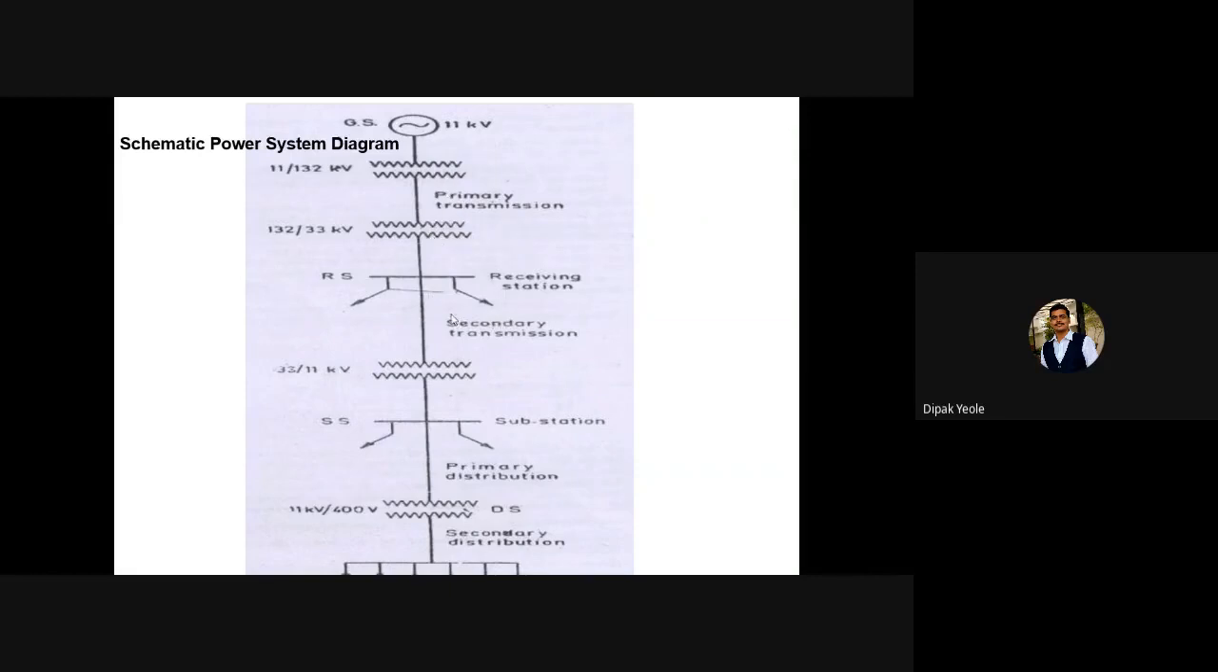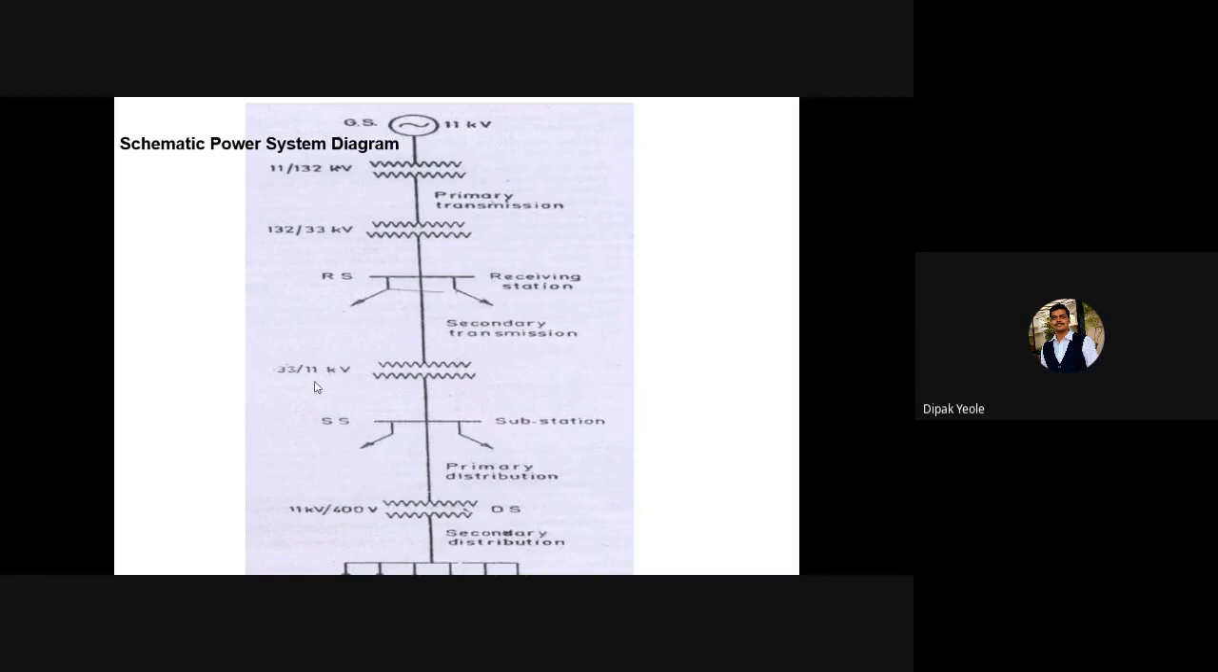After that, we need the secondary transmission. So this 33 kilovolt is converted into 11 kilovolt. This is called the secondary transmission. And if some substation needs 33 kilovolt, then we can make a tapping from this and make the connection. Again, this 11 kilovolt we cannot use directly, but no doubt in some industry this 11 kilovolt can be used. So this is called the primary distribution.